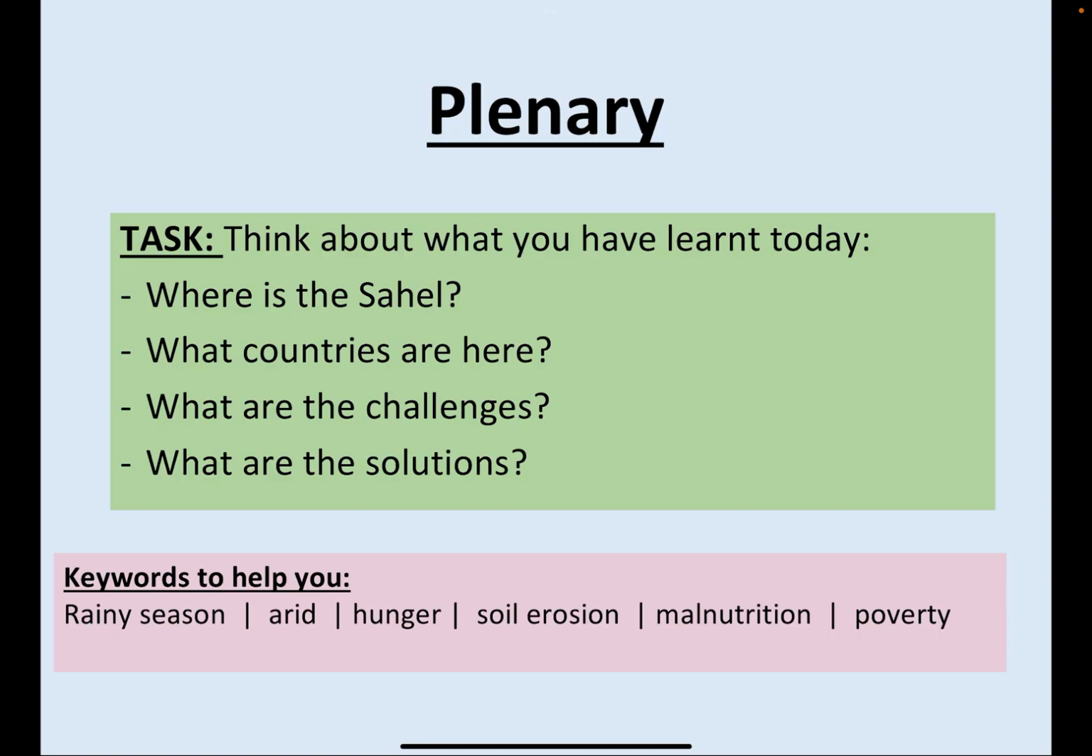If you've got time and it's not the end of the lesson yet, can you go through your books, make sure everything's neatly presented, highlighted, and you have completed your work to a good standard to the best of your ability.